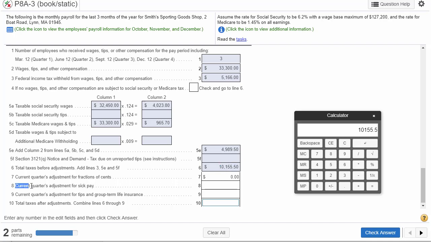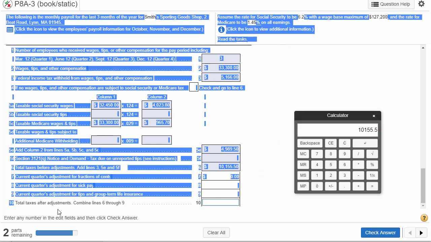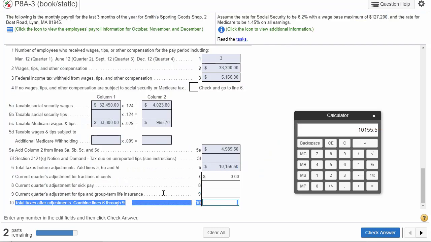Okay, line 8, current quarter's adjustment for sick pay. There's nothing in this problem about sick pay. That's an advanced topic for our tax class, so we're going to skip it. Line 9, current quarter's adjustments for tips and group term life insurance. There's no tips and there's no group term life insurance in this problem, so we're going to leave it blank. So line 10 says total taxes after adjustments, lines 6 through 9. So 10,155.5 plus 0 is 10,155.5.